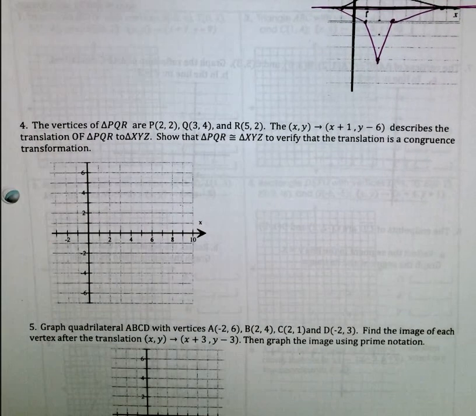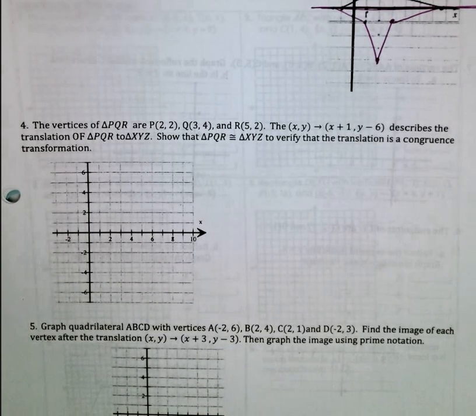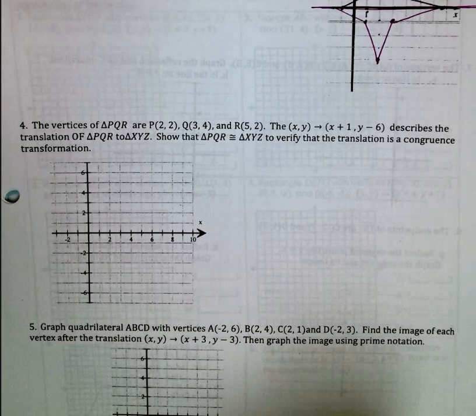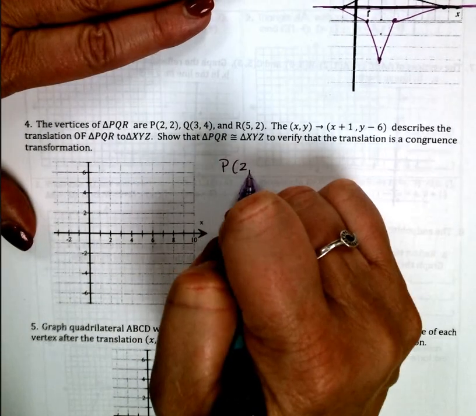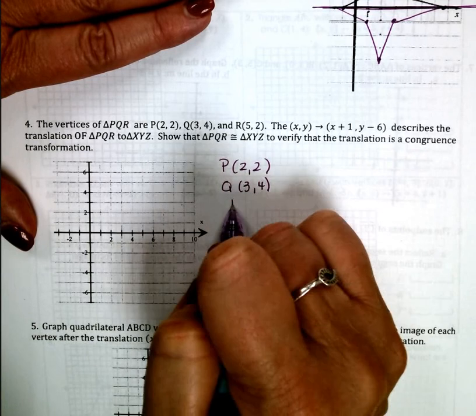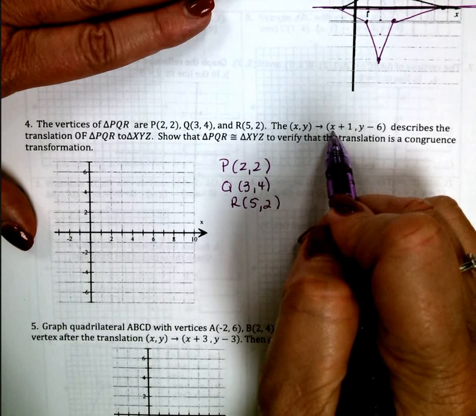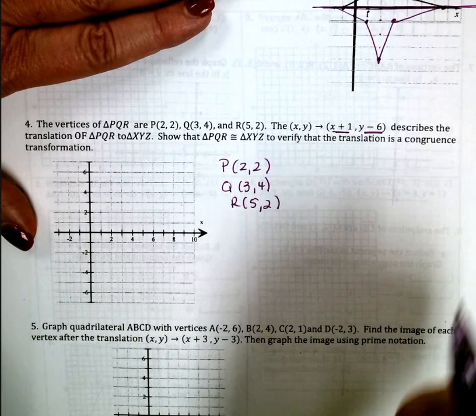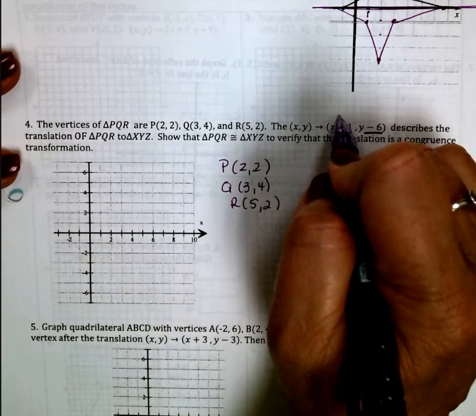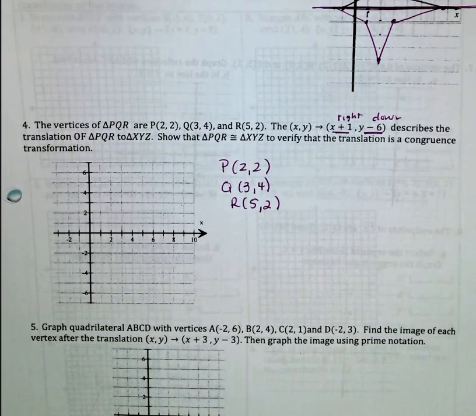All right, it says the vertices of triangle PQR are at PQR. So I'm going to just write them down so I can see them clearer. It says I'm taking this and I'm going to add 1. I'm going to go to the right 1, because that's right. I'm going to go down 6. Describe the translation.